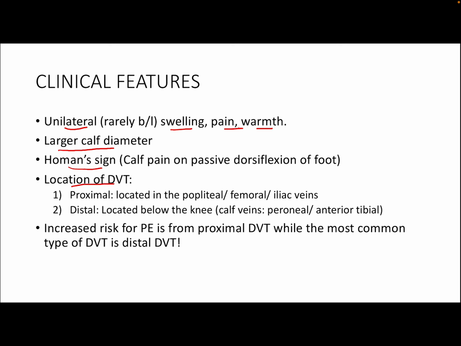Now, the features can also be dependent on the location of DVT. It could be proximal, meaning the thrombus could either be in the popliteal vein, the femoral vein, or even higher up in the iliac veins. And distal is if the thrombus is located below the knee, so calf veins like peroneal and anterior tibial veins. And an interesting point here is that the risk for pulmonary embolism, that is what PE means here, the risk for PE is actually more from a proximal DVT than a distal DVT, but the most common type of DVT remains to be distal DVT rather than proximal.